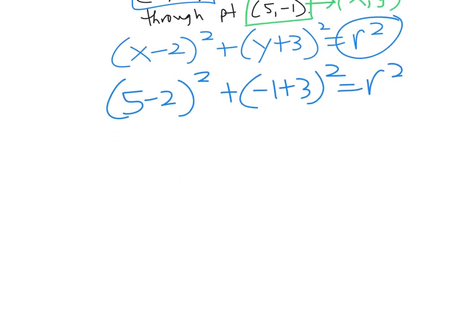What you do is you can put in parentheses 5 minus 2 squared. You can put the whole thing in. Plus parentheses, you don't have to think at all, negative 1 plus 3 squared. And hit enter. It gives you 13. Okay? So r squared equals 13.